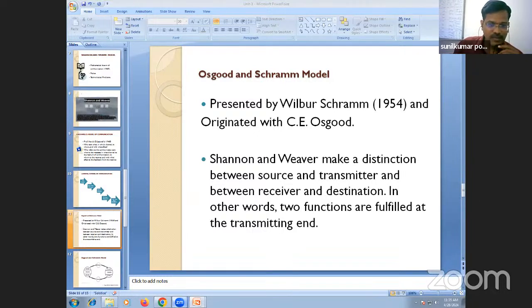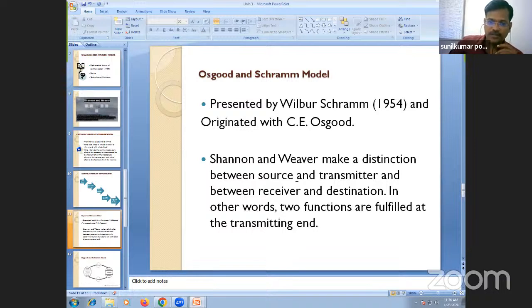Yes. Shortly we will conclude this session also. The last one is the Osgood and Schramm model, which was prepared in 1954 by Wilbur Schramm and C.E. Osgood. First, Wilbur Schramm presented it and Osgood developed it, giving some more inputs in this model. So that is why we call it the Osgood and Schramm model.